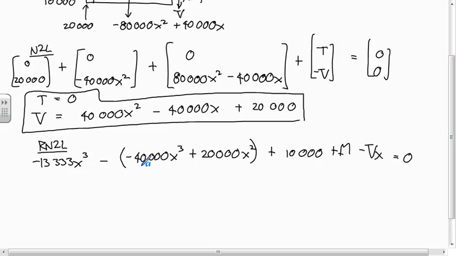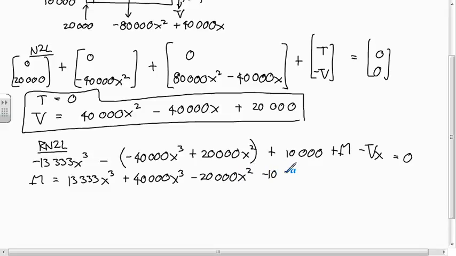All right, so this simplifies to be M is equal to positive 13,333 x to the third plus 40,000 x to the third minus 20,000 x squared minus 10,000 plus Vx. So these multiply and then I switch. Yep, thank you. And so this is wrong too. Okay, so this should be minus, this should be plus. Okay.